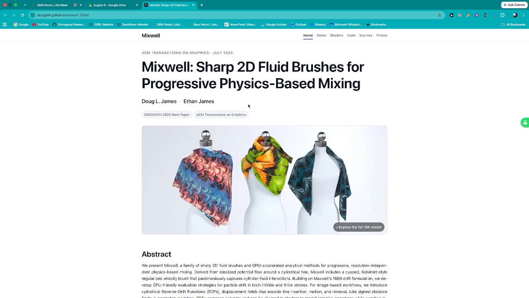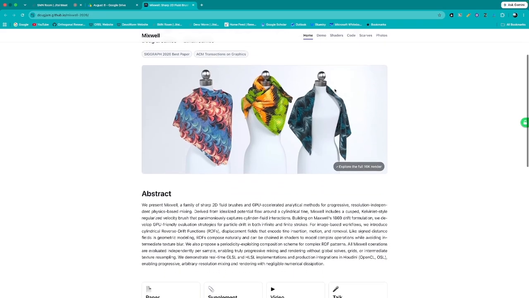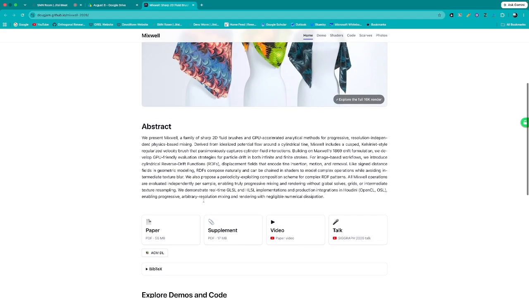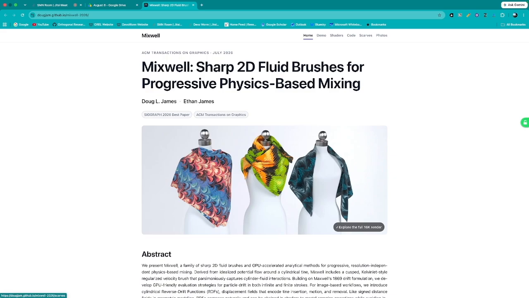And so this is something called Mixwell, sharp 2D fluid brushes for progressive physics-based mixing. At SIGGRAPH, they introduce a bunch of techniques, they work the techniques out, and then usually that's where people go to build tools for the next generation of image processing and computer graphics. So this is their website for the paper.